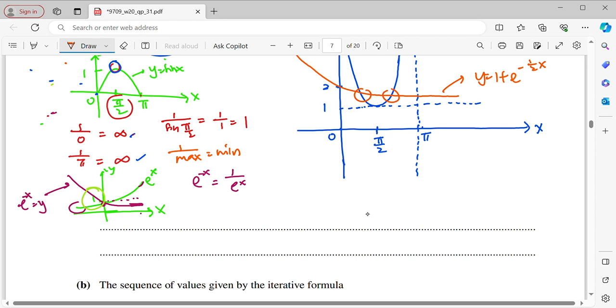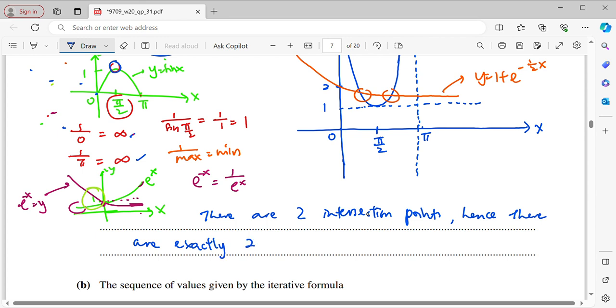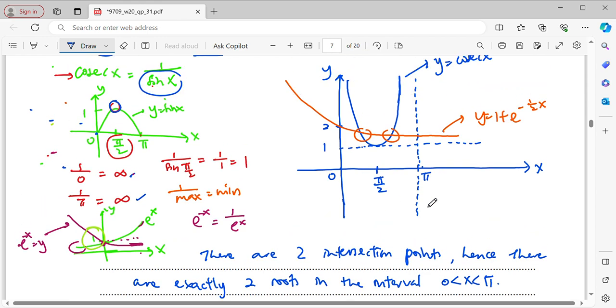Right? So then you can just write there are 2 intersection points. Hence, there are 2 real roots. There are exactly 2 roots in the interval of 0 to pi. Okay, so that's the solution of this question.